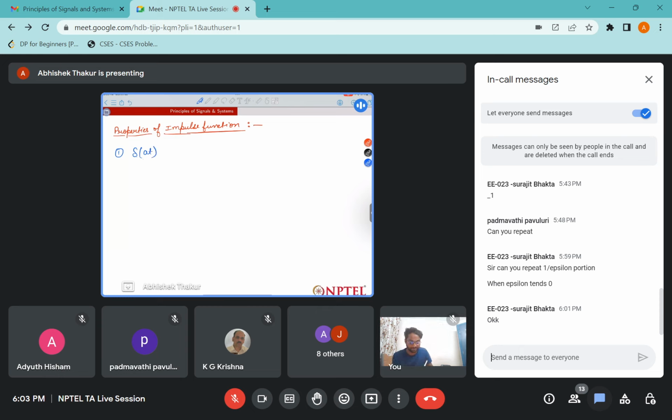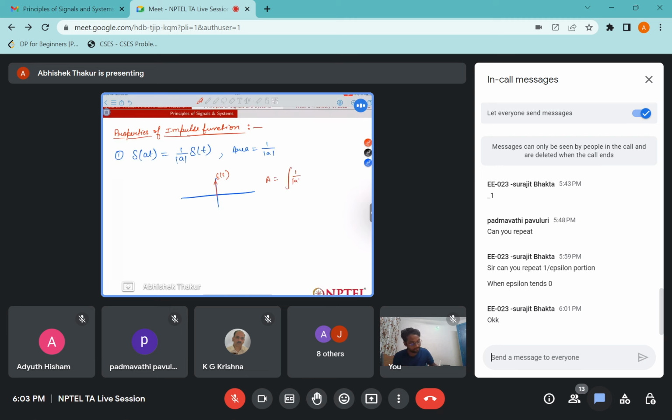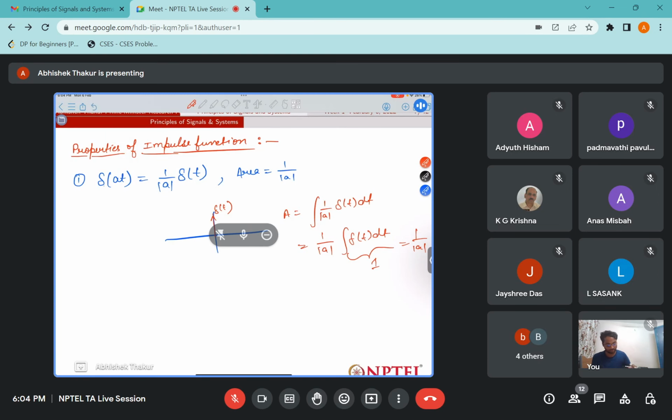Del of at, when time is scaled by a, it will become 1 by a del t. And the area will be how much? 1 by a. Here you can see, let's suppose this is our del t. Now we have to find the area of 1 by a del t. So the area is equal to 1 by a times the integral of del t dt. This is a constant, so it will come out. The area of del t dt is equal to 1, so this value is 1. So it will be 1 by mod a. These are some of the basic properties you can go through.